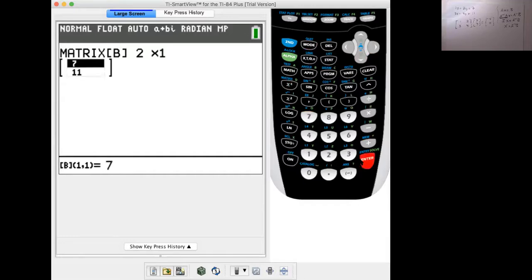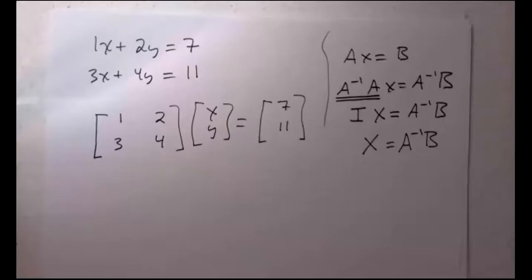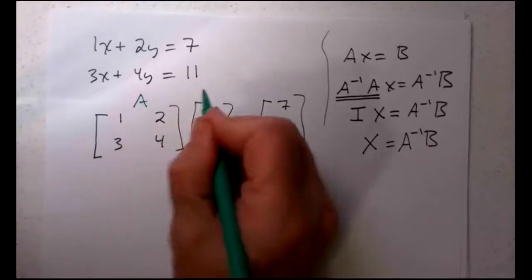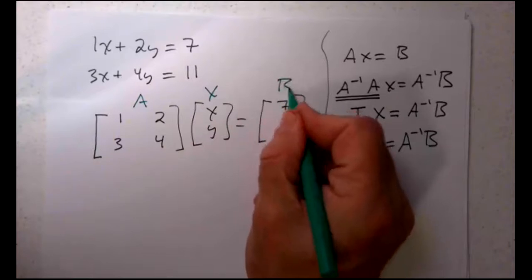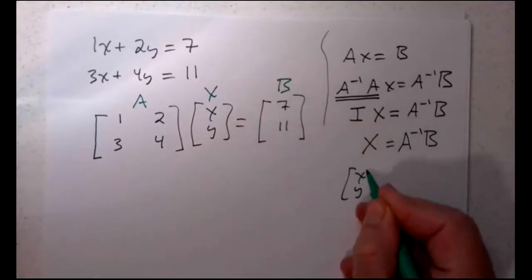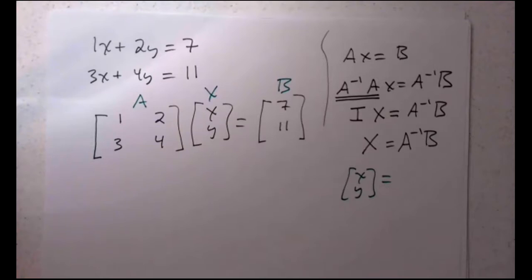And remember what we said we had to do here. Our answer is going to be A inverse times B. So the matrix X, what we have here is this is matrix A, this is matrix X, this is matrix B. So matrix X is X comma Y. That's going to equal A inverse B. So let's do that on the graphing calculator.